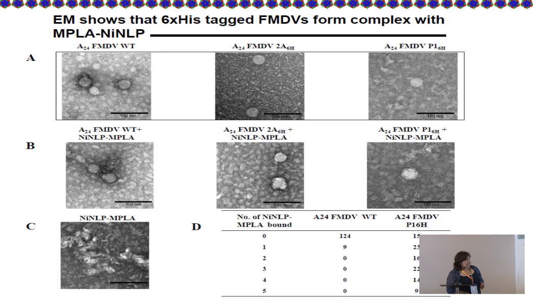We measured how many of these nanolipids bind, and of course you have 60 possibilities on the capsid to bind these molecules. So this is very important when we, for instance, combine them with adjuvants fused to nanolipids.